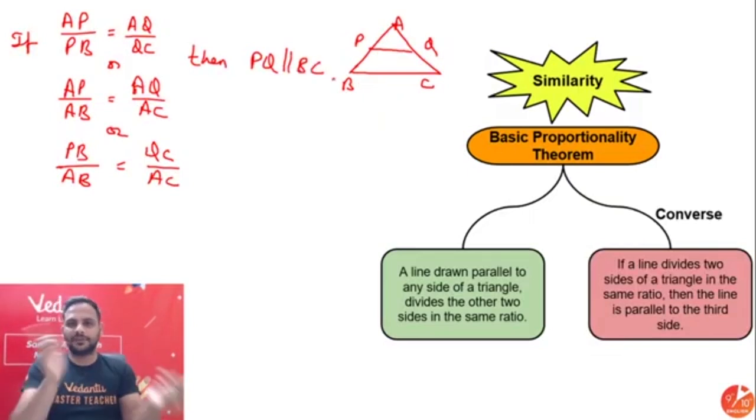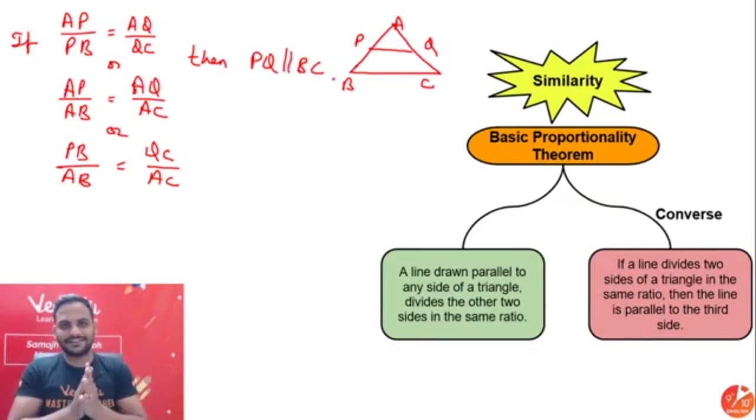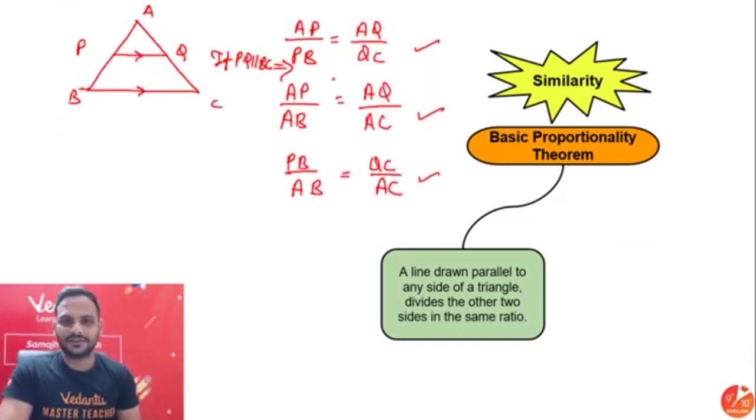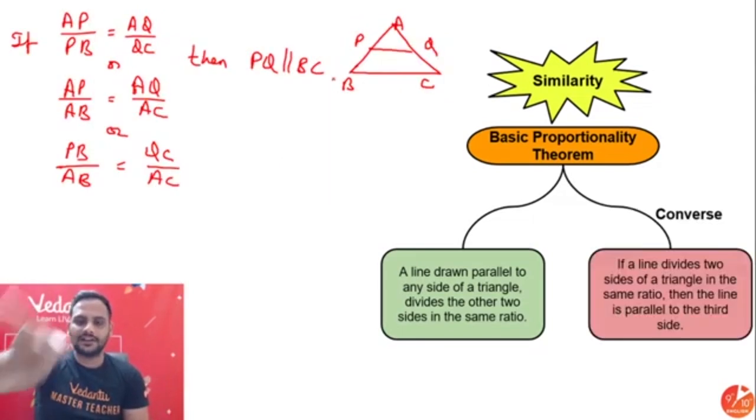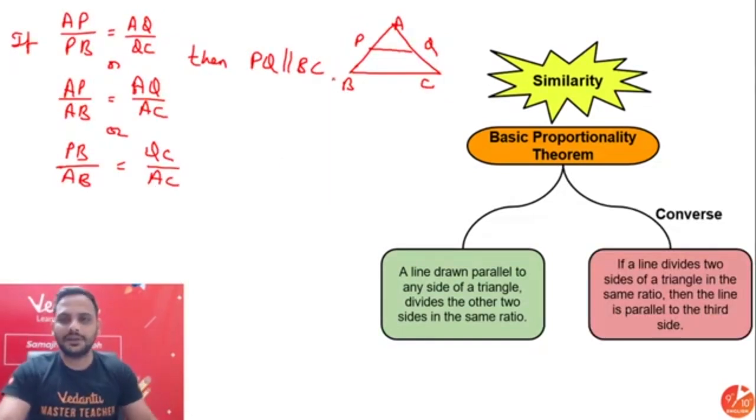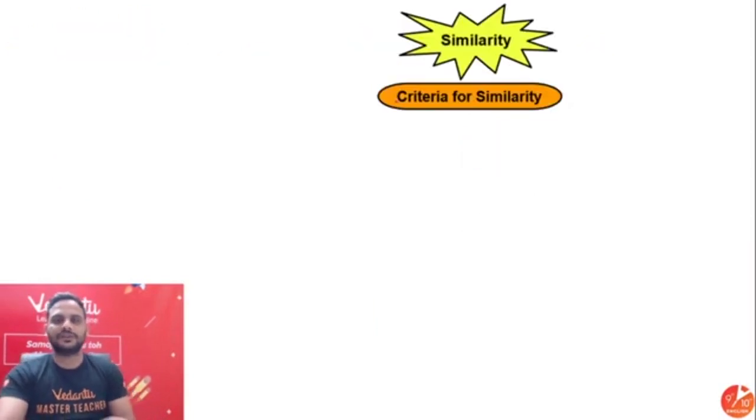So the condition becomes the result, and the result becomes the condition. Just the opposite. So if the lines are parallel, ratios are going to be equal. If the ratios are equal, lines are going to be parallel. This is what the converse of the basic proportionality theorem says.